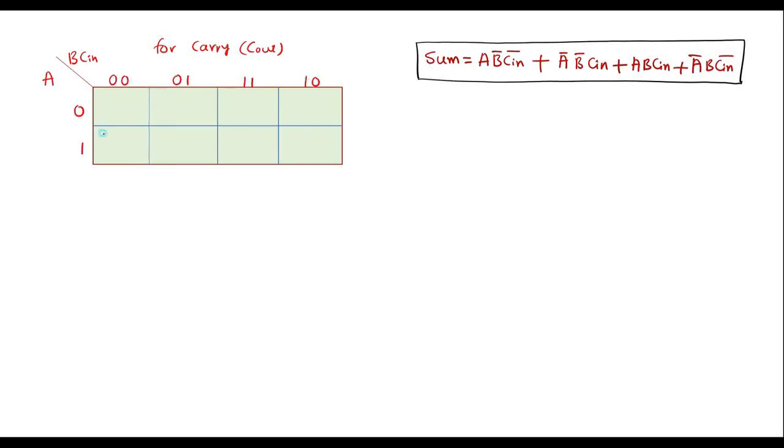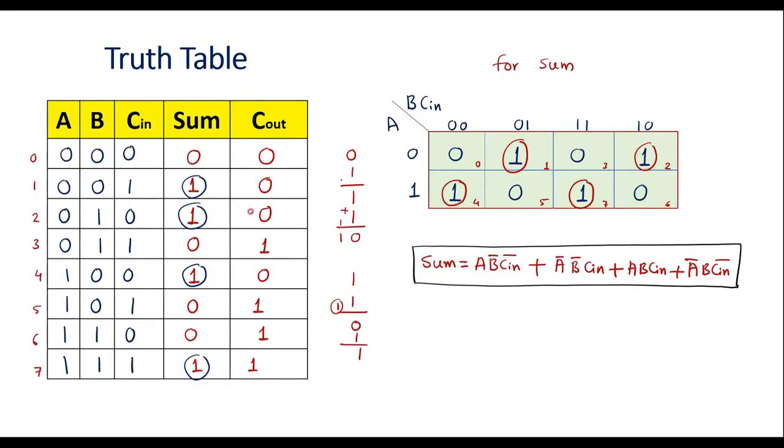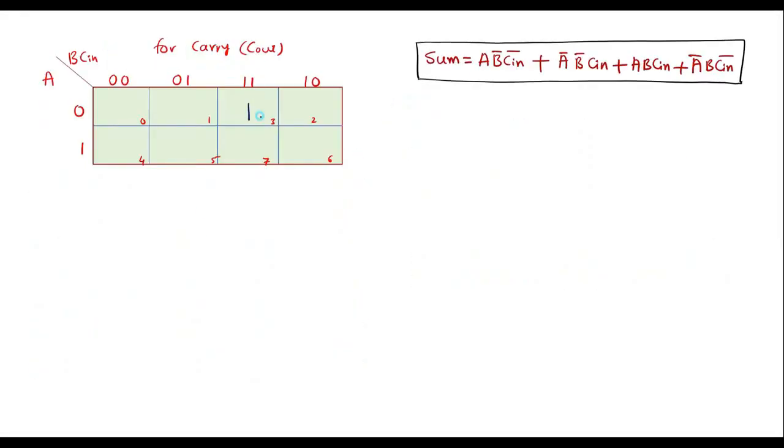Here we have 0 and 1. Cell numbers are 0, 1, 2, 3 and 4, 5, 6 and 7. So for carry we have 3, 5, 6, 7. In 3, 5, 6, 7 write 1. In other cells we are supposed to write zeros. Let me simplify this K map.